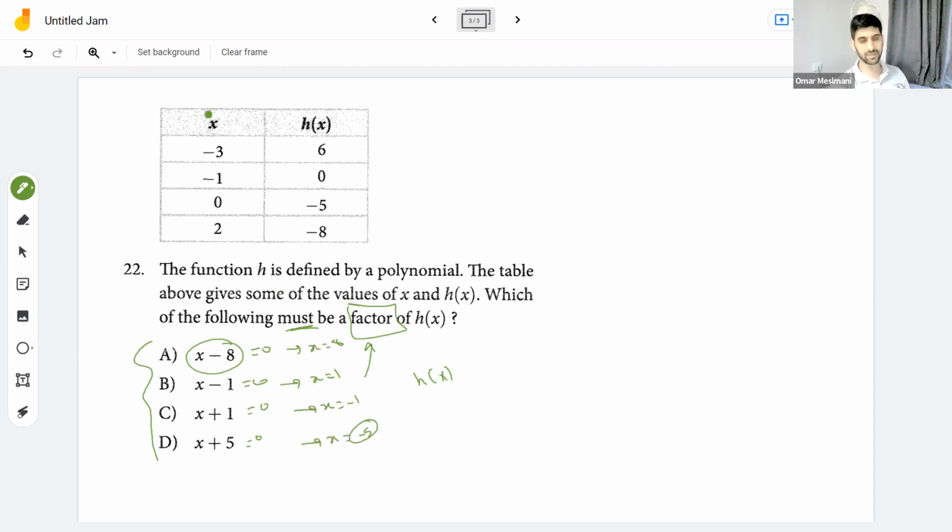I don't have an 8 in the x values, and I don't have a 1 in the x values. Do I have a -1? Yes, I do have a -1. What is its corresponding value with -1? It's a 0. Because it's a 0, I'm going to say x plus 1 is a factor of hx.